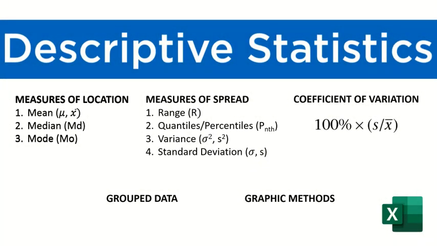Now that we know how the measures of location and spread can be used to describe our data, let's see how we can better visualize them through graphic methods. Let's start with bar graphs.